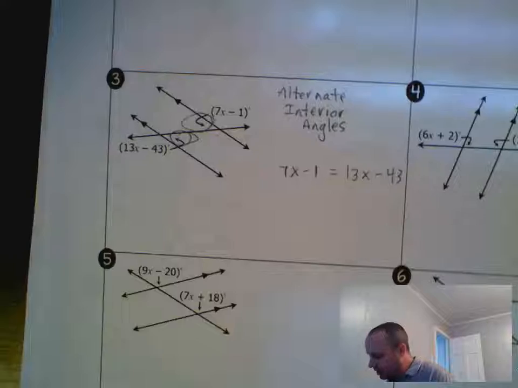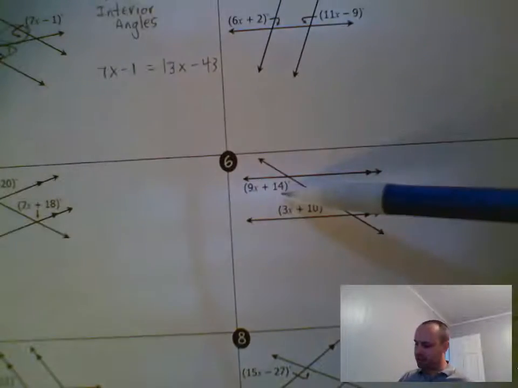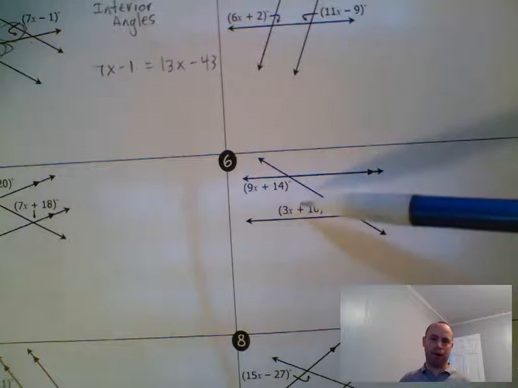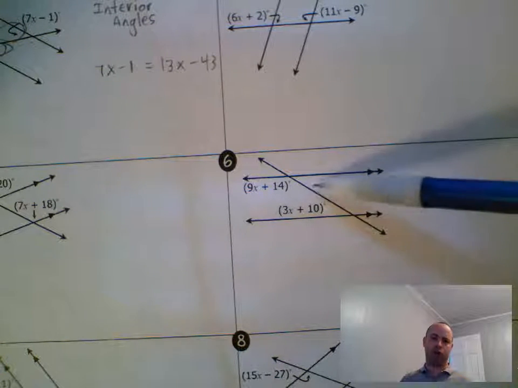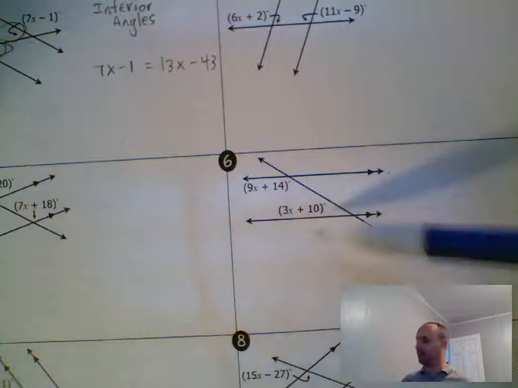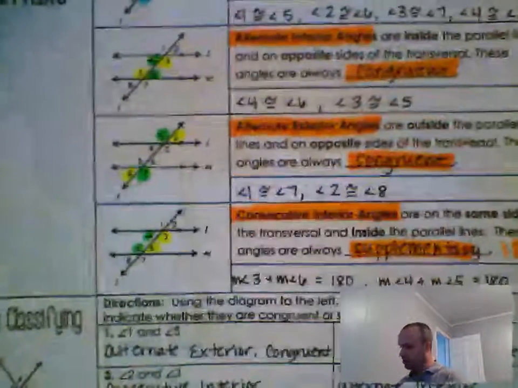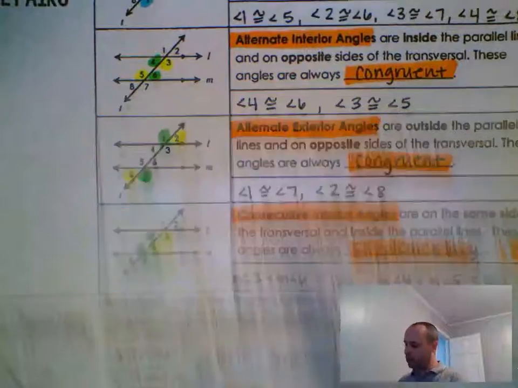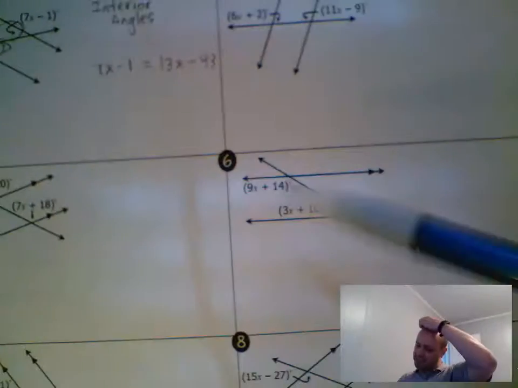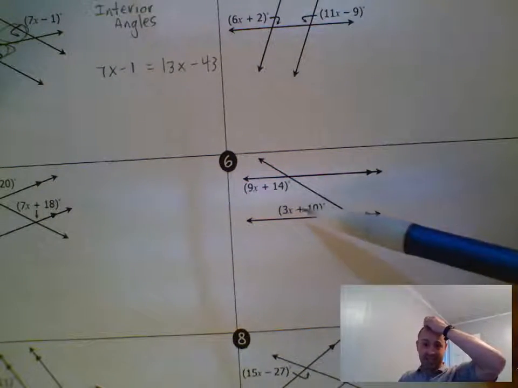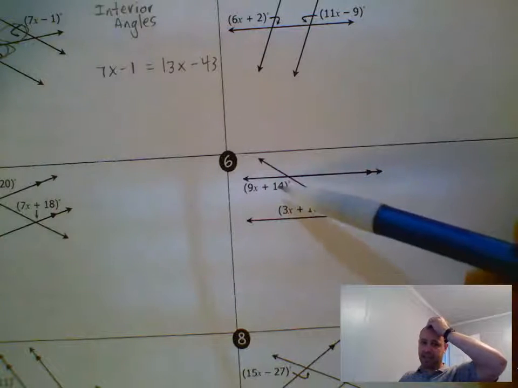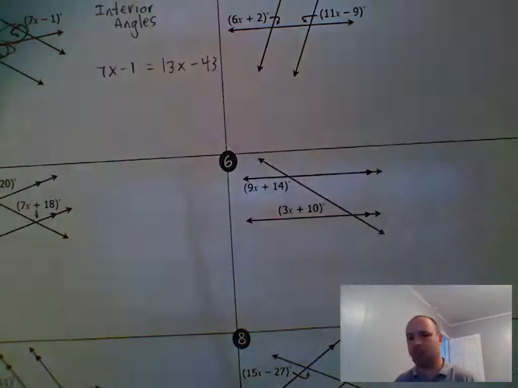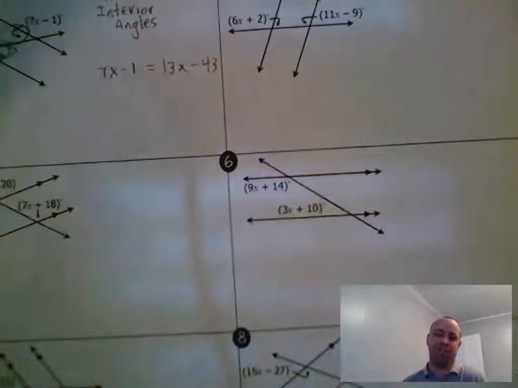If you find some that are like number 6, these are consecutive interior. They're inside, but they're not diagonal, they're not alternate, so they're consecutive interior. Consecutive interior is the one that's a little different. Those are supplementary, so they add up to 180. In this case, you can't say that this equals this. That wouldn't make any sense. You're going to have to say this plus this equals 180 and solve it like you did yesterday on the supplementary ones.